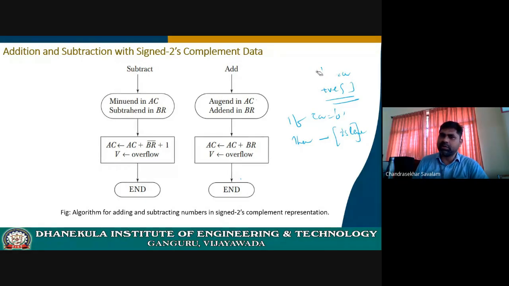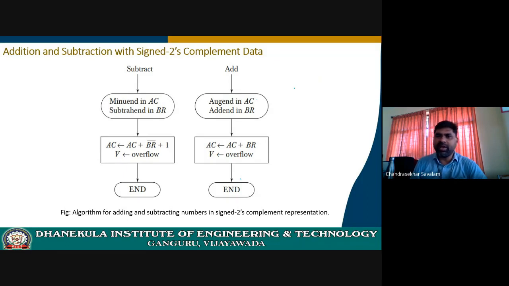This is by default 2's complement. Can you observe there is no separate sign bit representation? In 2's complement, the complete bit pattern can be added along with the sign bit. But in sign magnitude, sign bits are not added; only the magnitudes are added, and signs are adjusted later. Understand, students? But here we are adding the AC and BR registers with sign bits. That is the very simple operation in 2's complement addition and subtraction.